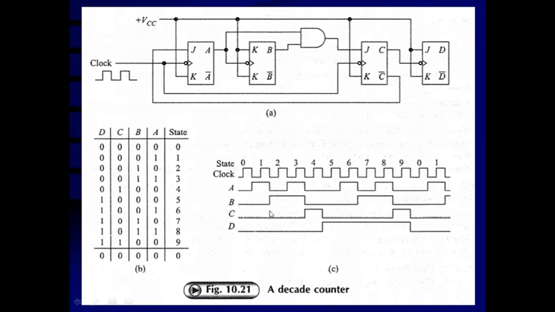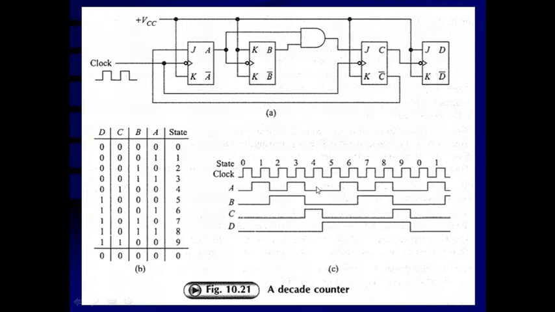What about flip-flop C? When A is high and B is high, like this one, then the output of the AND gate is going to be high, J is going to be 1, K is going to be 1, and flip-flop C is going to toggle on the next negative edge of the clock pulse. So prior to this negative edge of the clock pulse, here A is high, B is high, so flip-flop C is going to toggle.